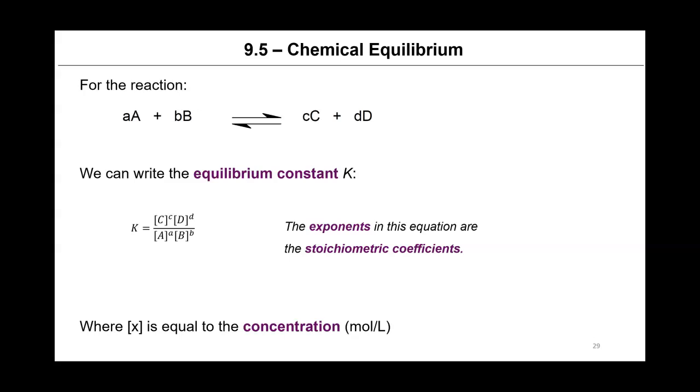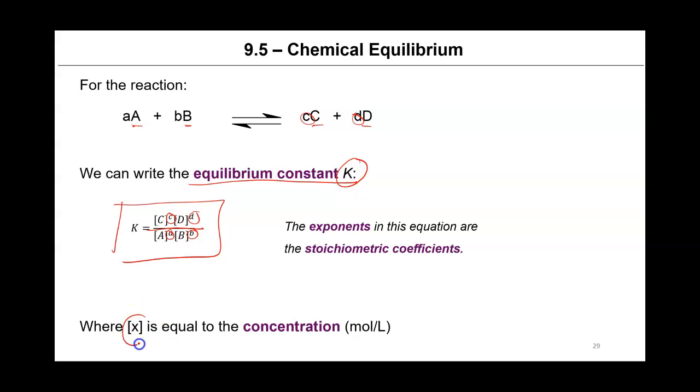A reaction that's at equilibrium can be quantified by the equilibrium constant, which we give the symbol uppercase K. The equilibrium constant for a generic reaction of a moles of A plus b moles of B being converted into c moles of C and d moles of D is written like this. K is equal to the concentration of each of the products raised to the power of their stoichiometric coefficients, divided by the concentration of each of the reactants raised to the power of their stoichiometric coefficients.